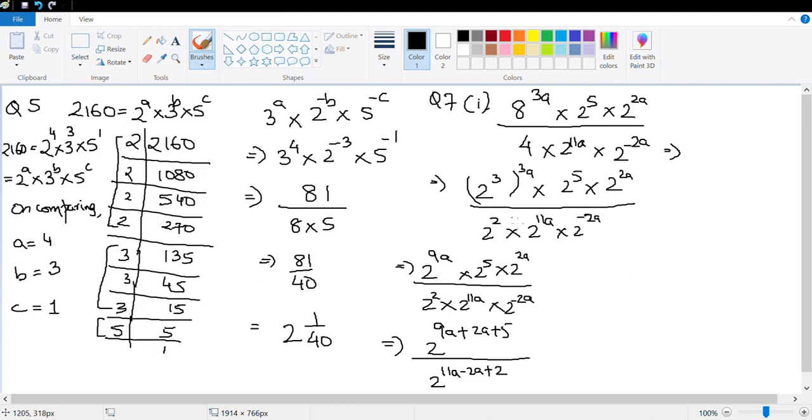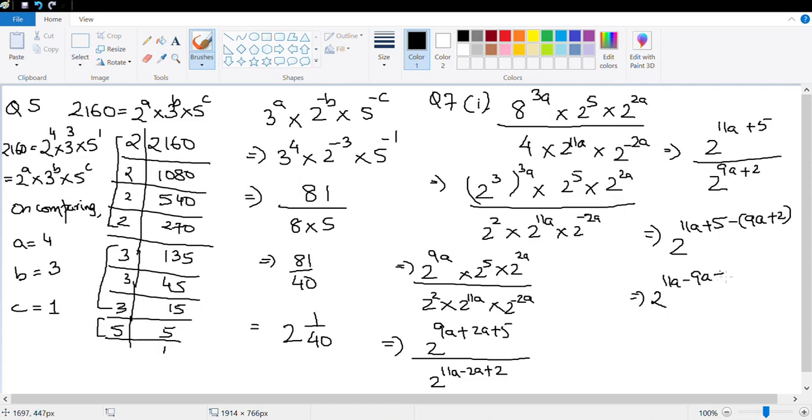So this becomes 9a plus 2a, that's 2 to the power 11a plus 5, upon 2 to the power 11a minus 2a, that's 9a plus 2. This is division, so we will subtract the powers. So that's 2 to the power 11a plus 5 minus 9a plus 2. Remember, we are subtracting both these powers. So this is 2 to the power 11a minus 9a plus 5 minus 2, which is 2 to the power 2a plus 3. So that's my final answer.